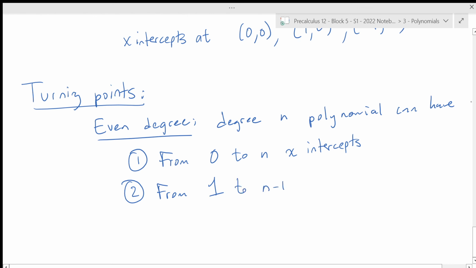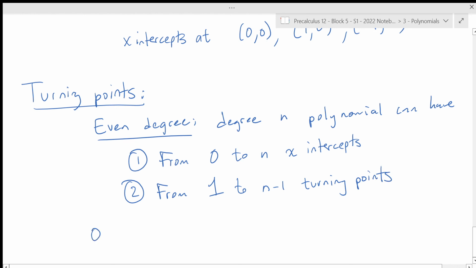And it can go up to n minus 1 turning points. So if you think of a quadratic, it turns around once. It's degree 2. A quartic can turn around 1, 2, 3 times, but then it has to keep going off in the same direction. So here we can have from 0 to n minus 1 turning points.